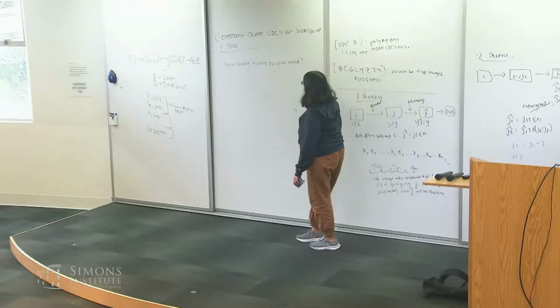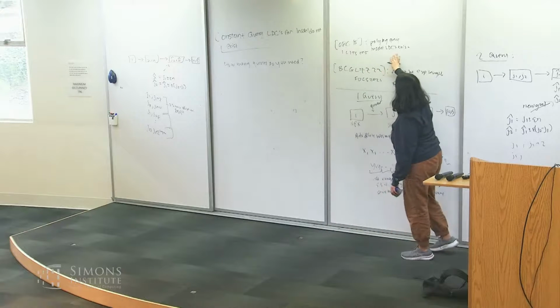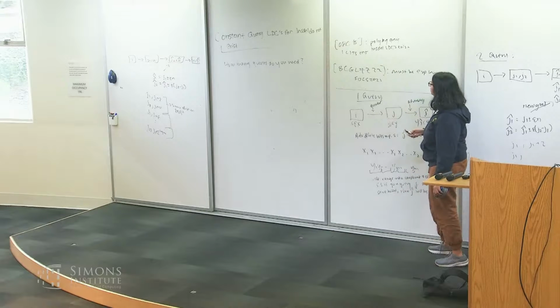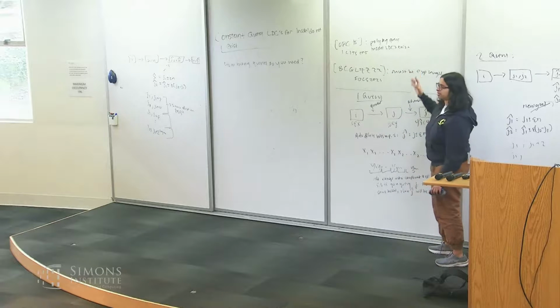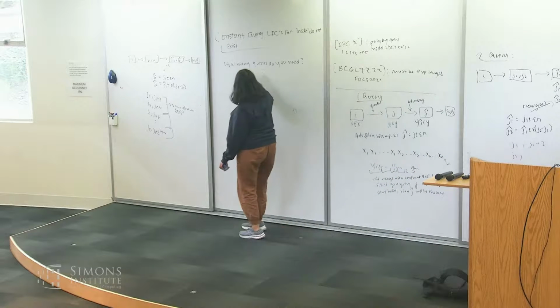So I guess the most interesting question is how many queries do you need? In the adaptive setting, you can get polylog n queries. But I think specifically this question is interesting in the non-adaptive setting.